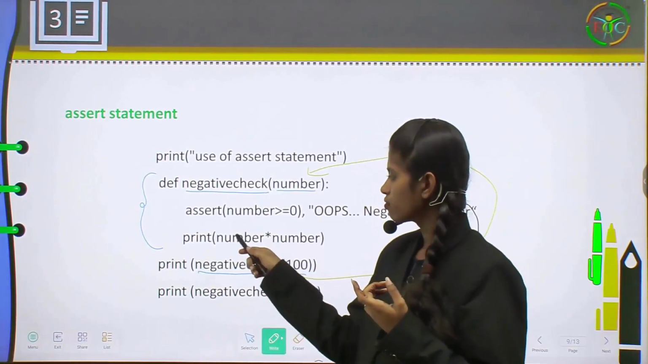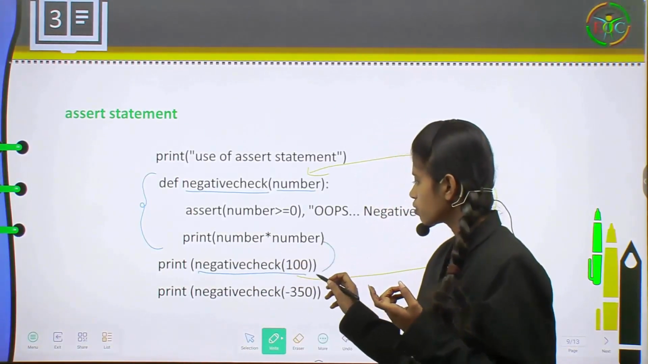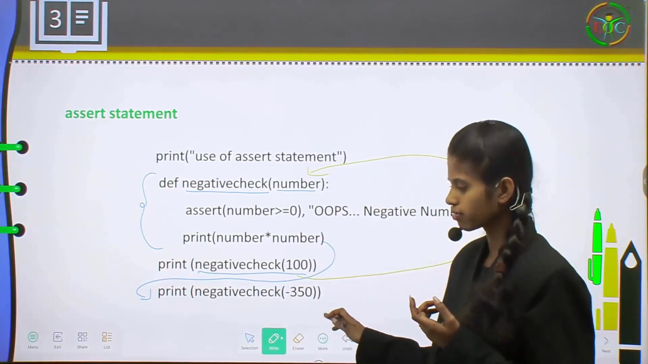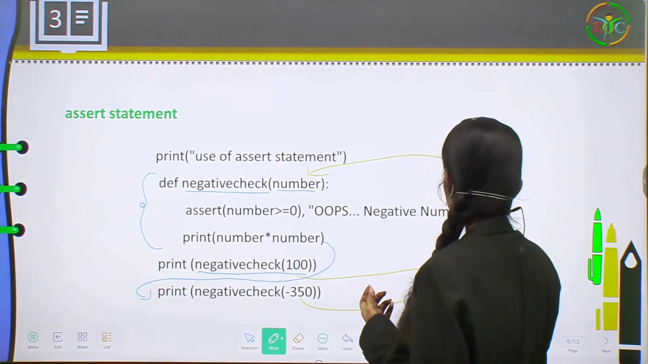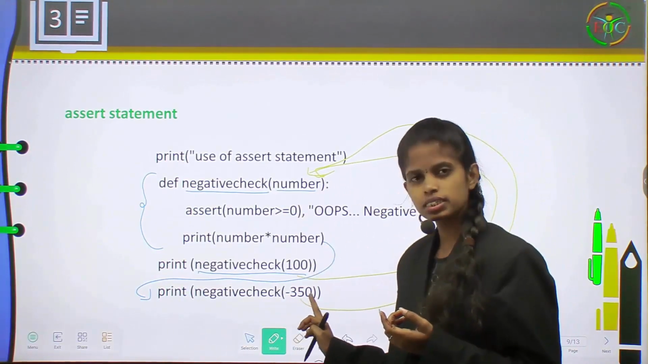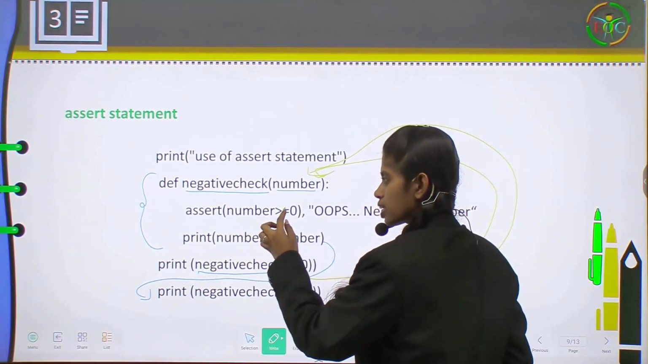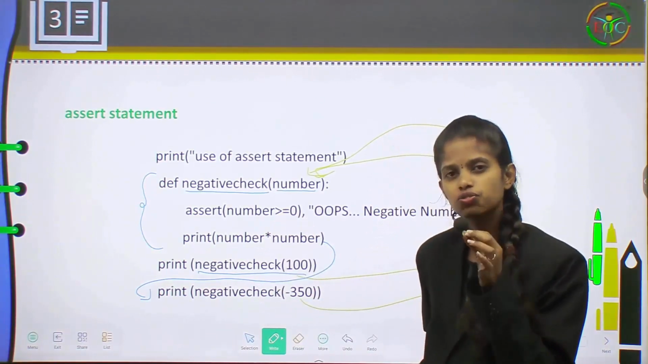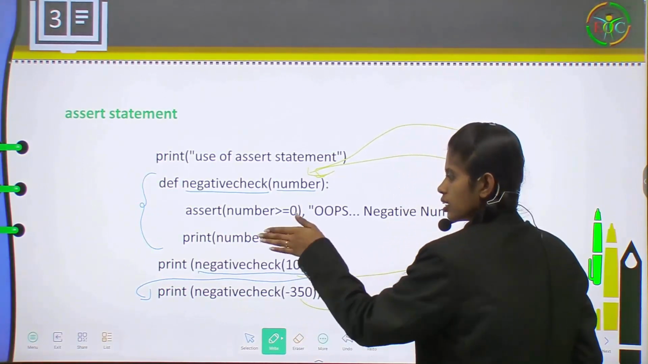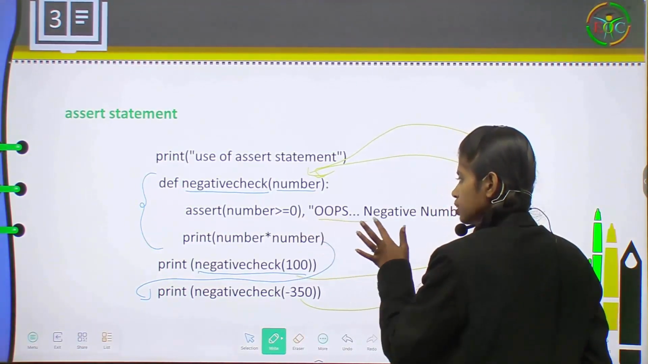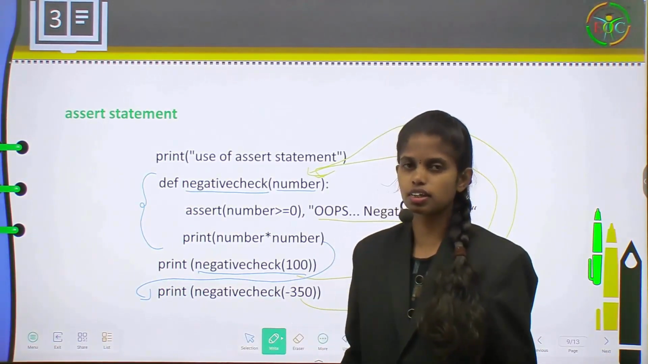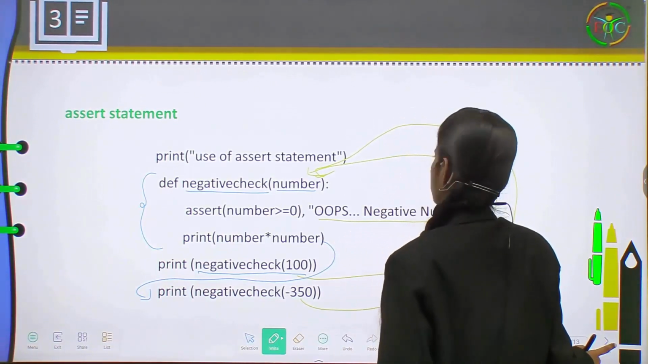Similarly, after executing this, again the control will be given to this place, print negative check of minus 350. Once again you are going to call the same function. Now number has minus 350. Is minus 350 greater than or equal to 0? The condition is false. Now you will not get this print statement executed. Instead, oops, negative number will be shown and it will end the program there itself. So this is about the assert statement.